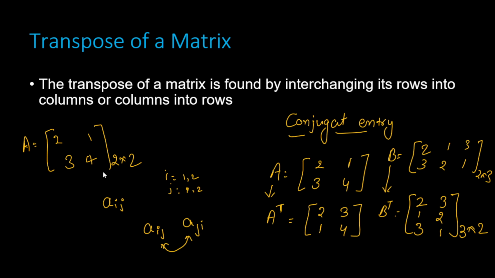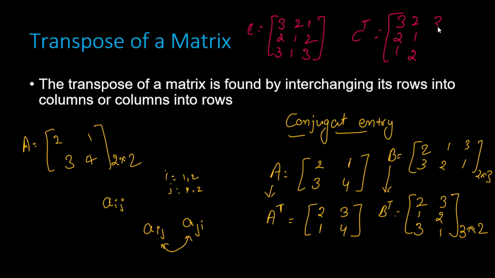And same we can take for a 3x3 matrix, let's take a matrix C, 3 2 1 2 1 2 3 1 3. So C transpose will be the rows become columns, so this is 3 2 1, then 2 1 2, and then 3 1 3. We write the row in the form of column. So this is all about transpose of a matrix.